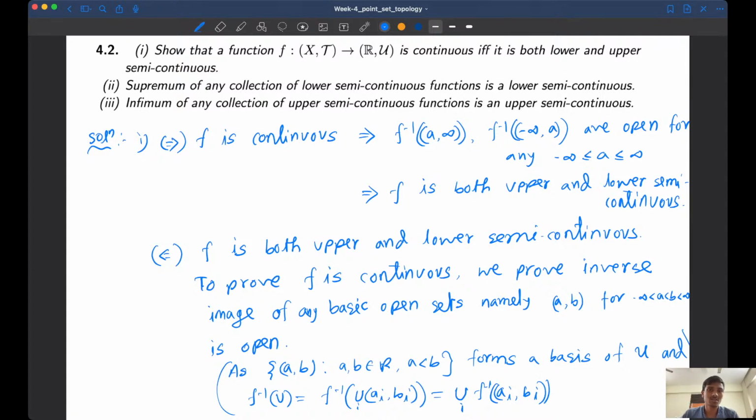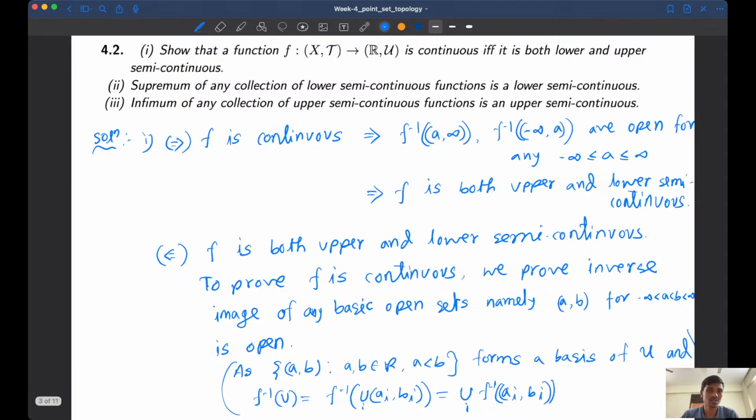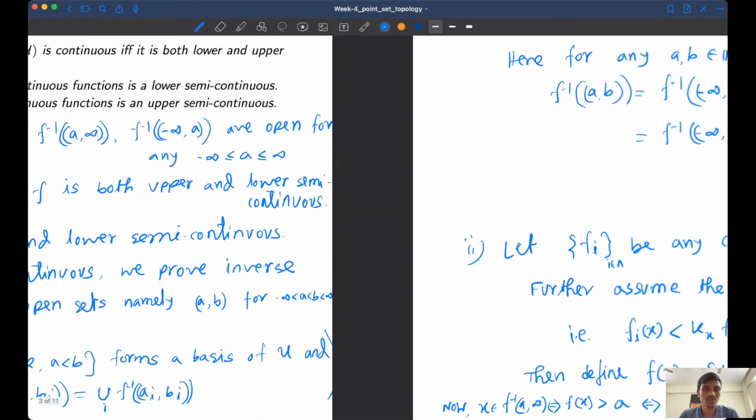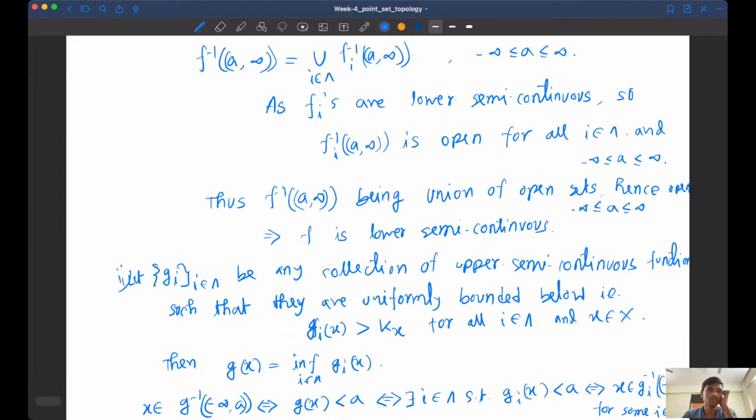But this thing is somewhat important to conclude about the characteristic function. So direct way you can always see whether it is open or not, but this is involving the first and second thing. Okay, so then let's go to the next one.